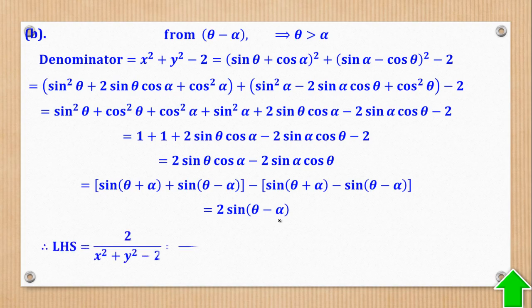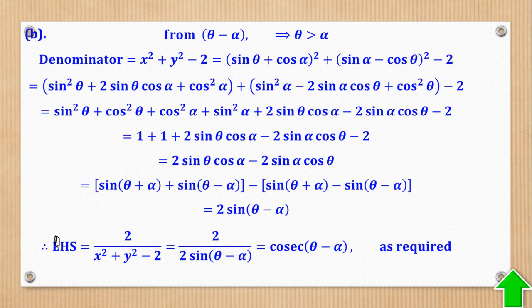So I'll go back to my right hand side actually. So this should be the right hand side. Substitute for this denominator to get the cosec which they wanted.